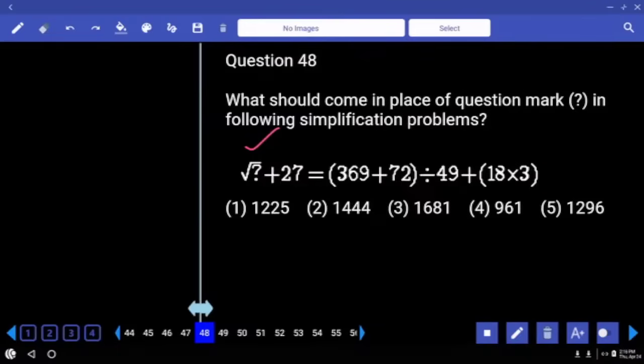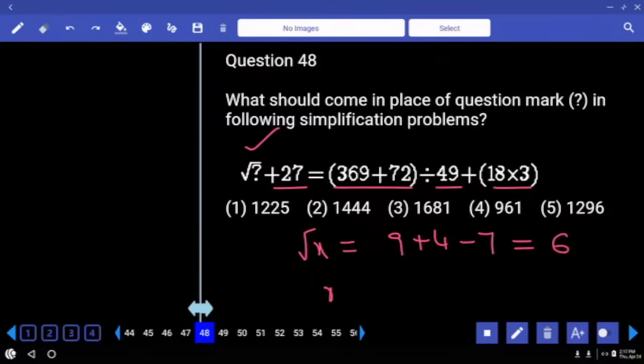Let us verify our luck by using last digit verification. We have to add these two numbers, then divide it by 49. Correct? Numbers inside bracket ends with 1 divided by 9 ends with 9. 18 3 times ends with 27 goes to right hand side. So root x value is ending with 6. Correct? Then x will be square, should end with 6. Only one.